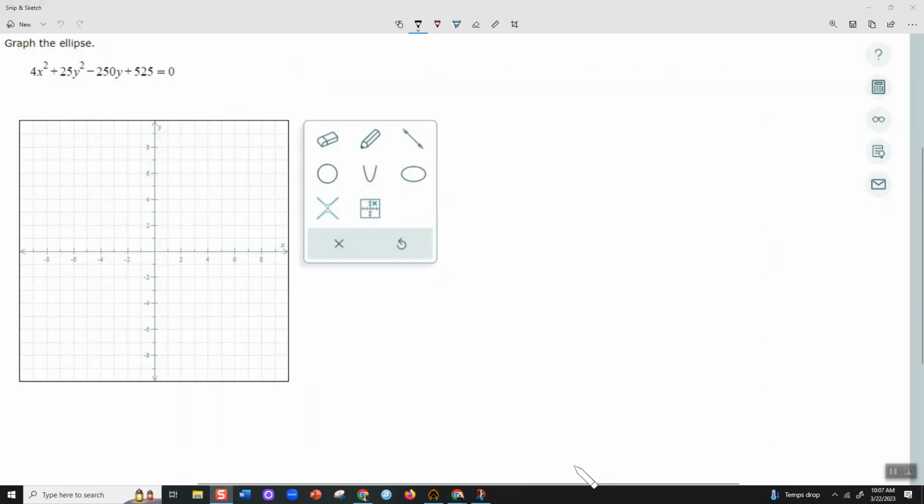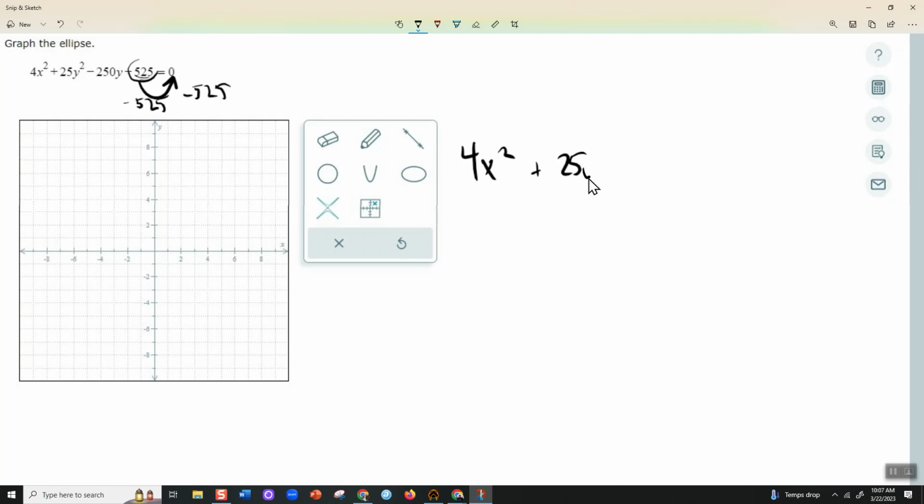Number 3, it's well out of order, so we've got to do quite a bit to get it back into order. We're just going to rearrange these so that the x's are all together, the y's are all together, and this c term, or this constant, is going to be moved over to the other side. In other words, I'm going to subtract 525 from both sides. And I get 4x squared plus 25y squared minus 250y equals negative 525.